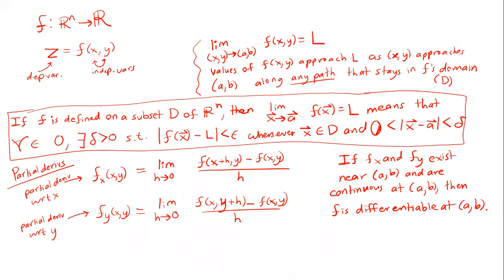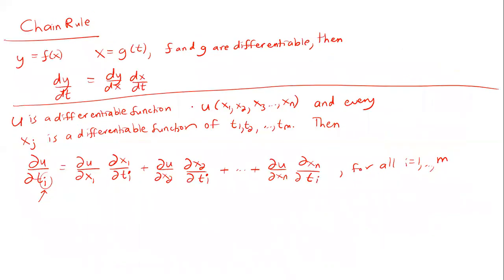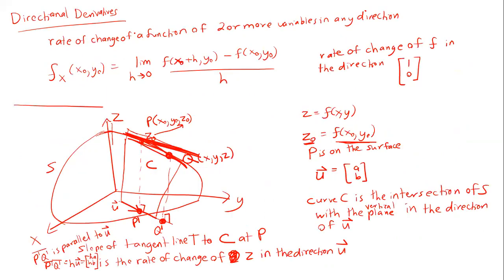And then we talked about what it would mean to have a partial derivative and for a function of many variables to be differentiable, which would mean that its partial derivatives have to exist and be continuous at the points where the function is differentiable. We briefly reviewed our chain rule for functions of many variables.